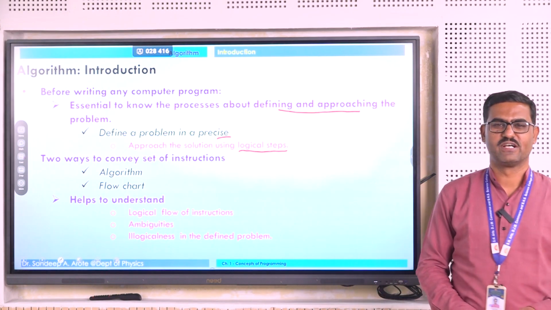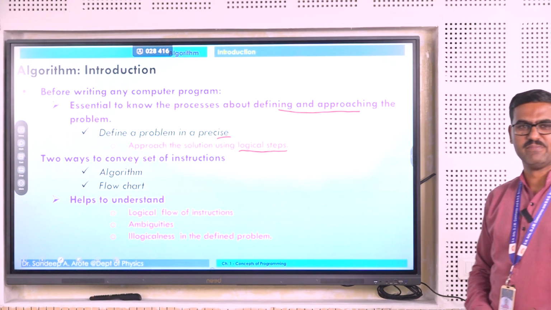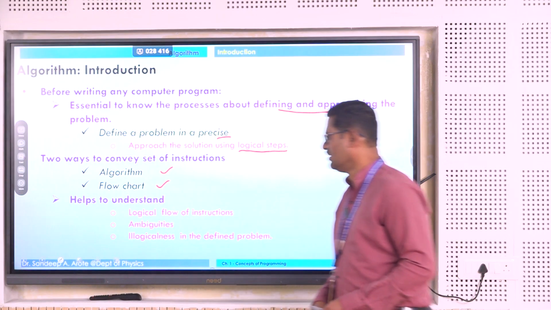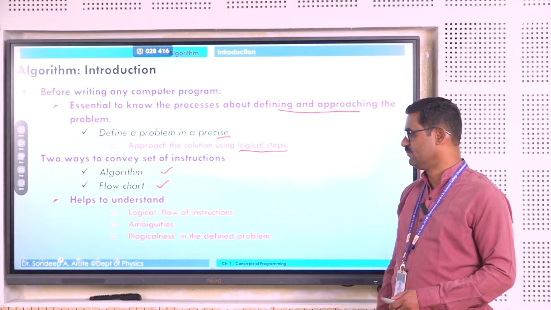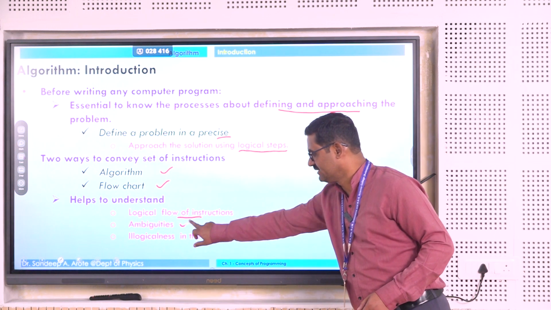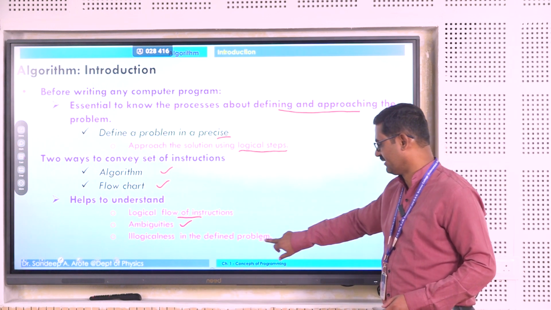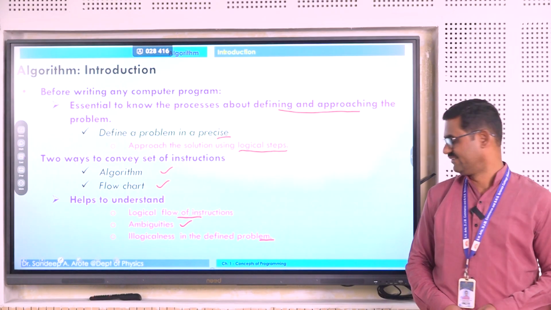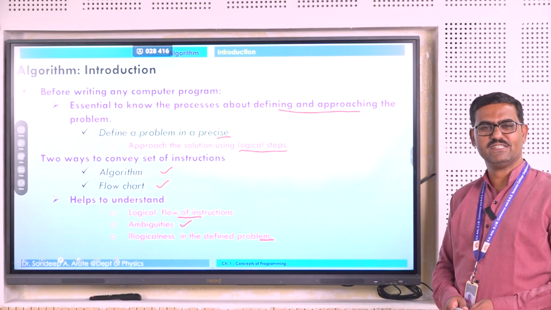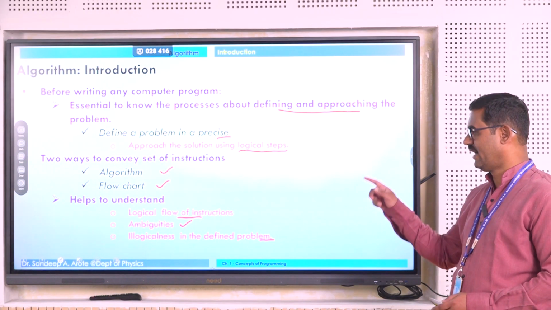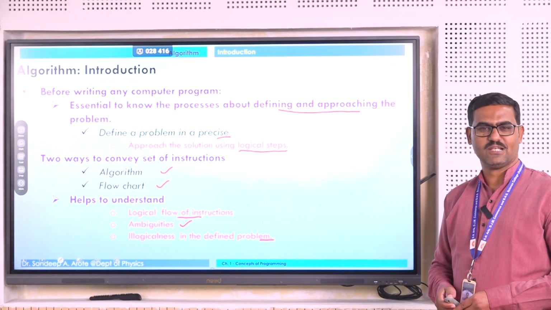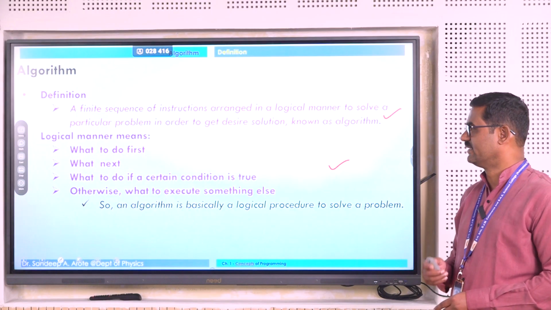Now there are two ways to convey your problem in a logical manner. The first is algorithm and the second is flowchart. So this algorithm and flowchart will help you to understand the logical flow of instructions, and any ambiguities and illogicalness in the defined problem. So suppose the problem is not defined in a logical manner. If it has some ambiguity, you can easily debug or remove it with the help of either algorithm or flowchart. So in this class we will see what is algorithm and some examples of algorithm.